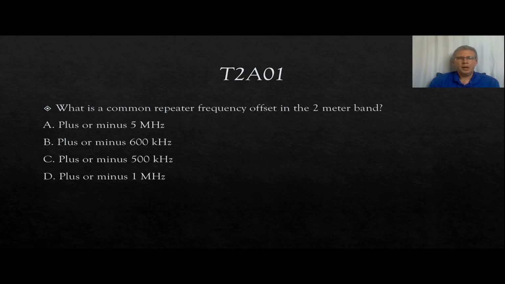Question 1. What is a common repeater frequency offset in the 2-meter band? A, plus or minus 5 megahertz, B, plus or minus 600 kilohertz, C, plus or minus 500 kilohertz, or D, plus or minus 1 megahertz? The correct answer is B, plus or minus 600 kilohertz.